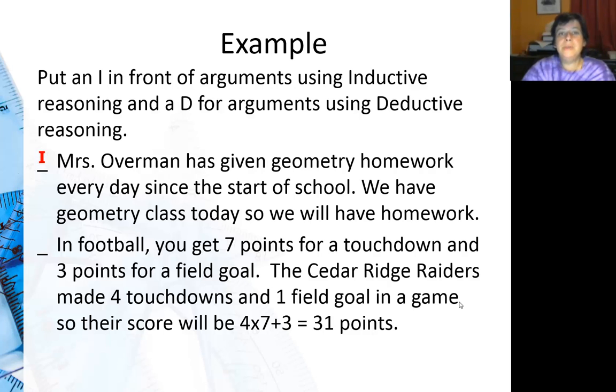So we give you some information, that it's 7 points for a touchdown and 3 points for a field goal, and then we basically add it together, points for each touchdown, points for each field goal, and we say the score is 31. That would be deductive reasoning, because we told you certain things that were true, and then you used additive properties, that you could add each touchdown together and the field goals together to get the final points.